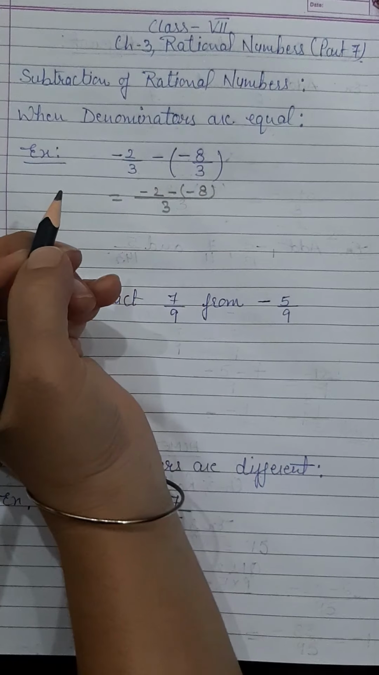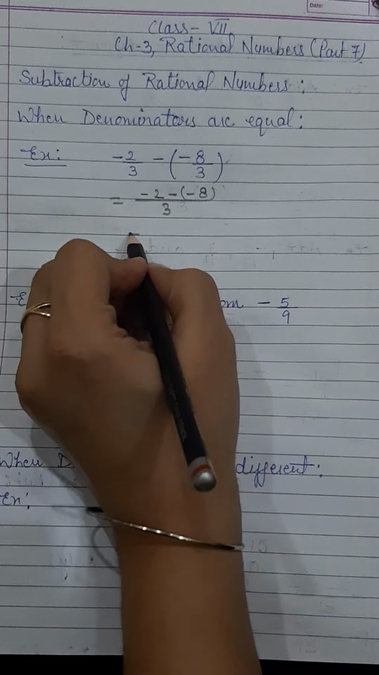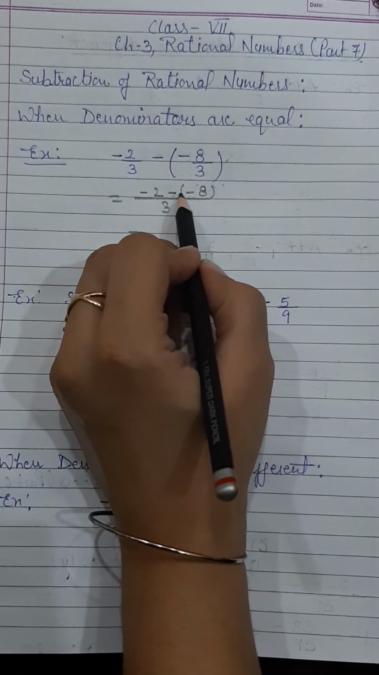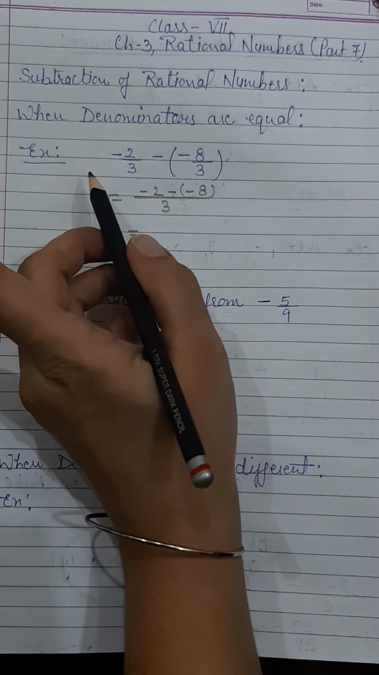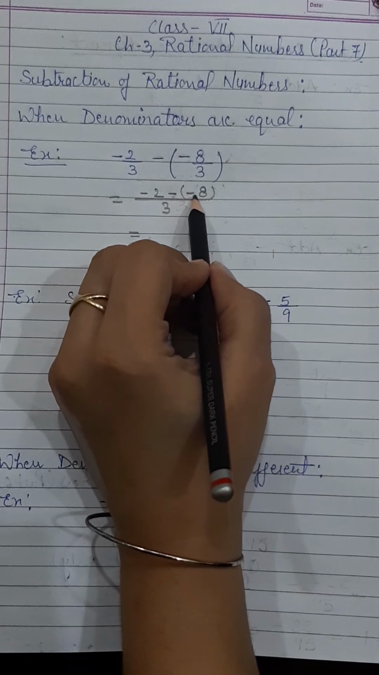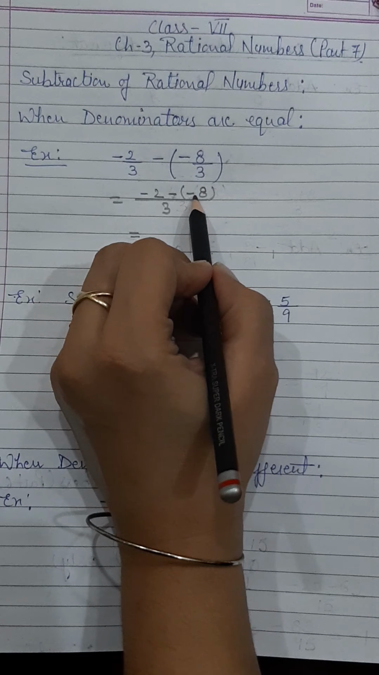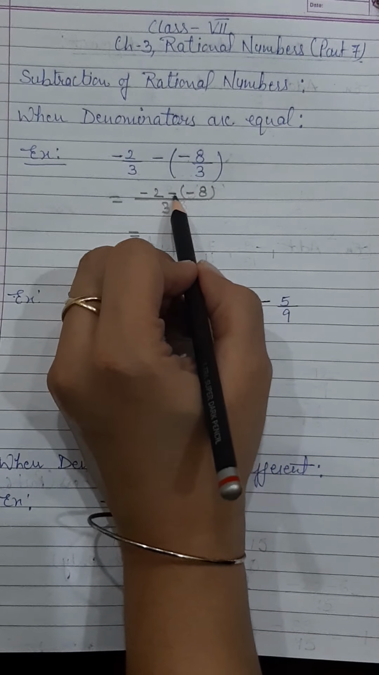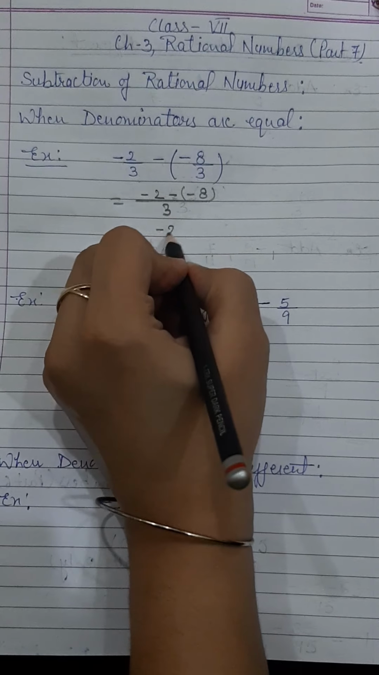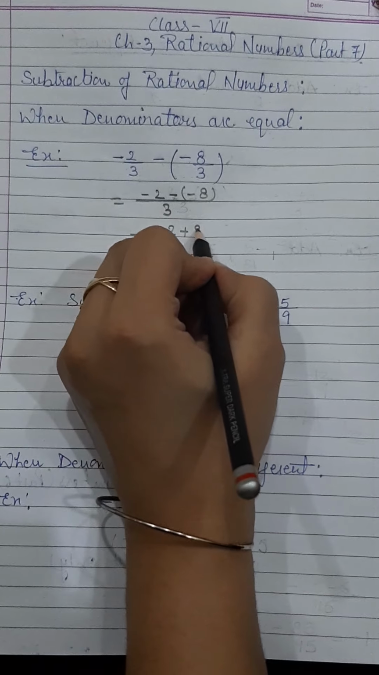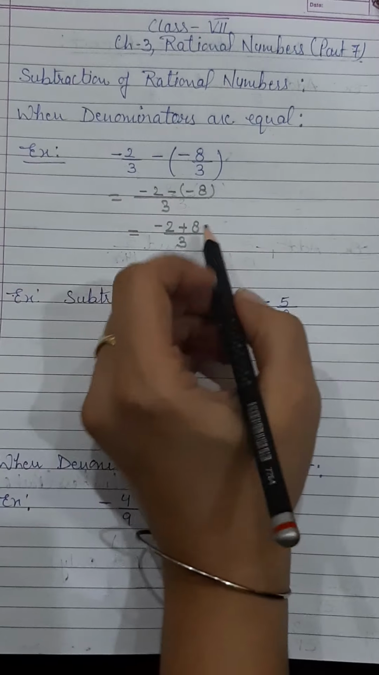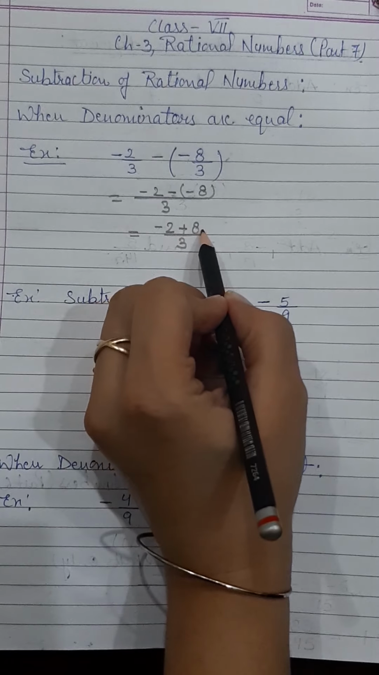minus 8, right? Now in next step, you can't write two signs together, so you have to convert into single sign, right? So minus minus, for same sign you have to write addition, plus sign. So minus minus becomes plus. So what you will write? Minus 2 plus 8 upon 3, right? Now minus 2 plus 8.